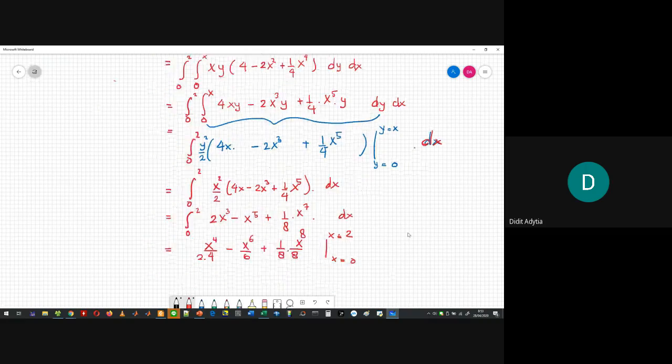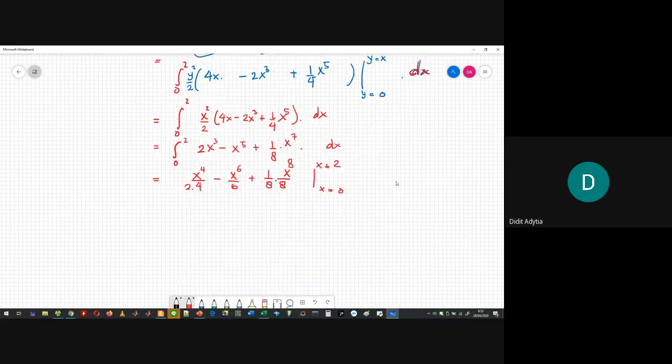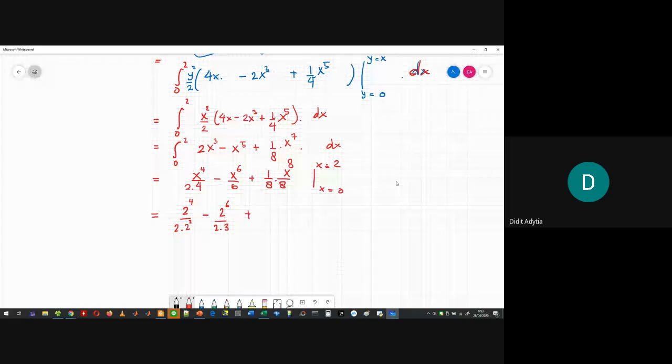Oke, ada pertanyaan nggak sampai di sini? Bisa ya? Ini cuma technical saja. Oke, ini adalah 2, berarti adalah 2 pangkat 4 dibagi dengan 2 dikali 2 pangkat 2. Oke, and then this is 2 to the power of 6 divided by 6. 2 dikali 3 ya. 2 dikali 3. Saya cuma ini 2 di pangkat 3 dikali dengan 2 pangkat 3. Ini adalah 2 pangkat 8.